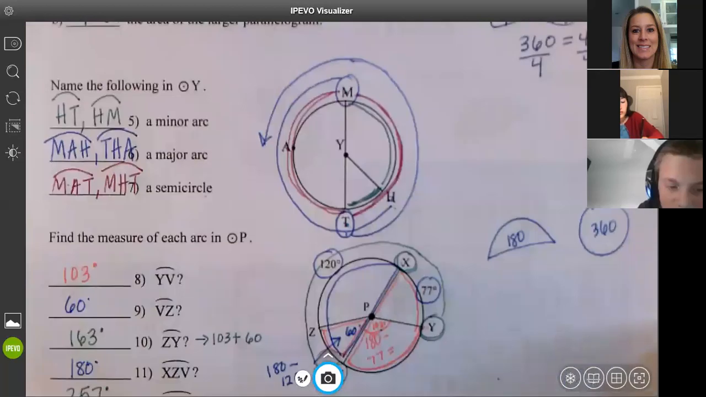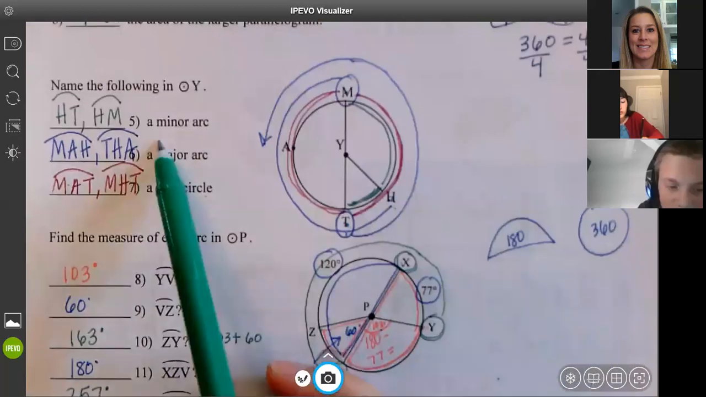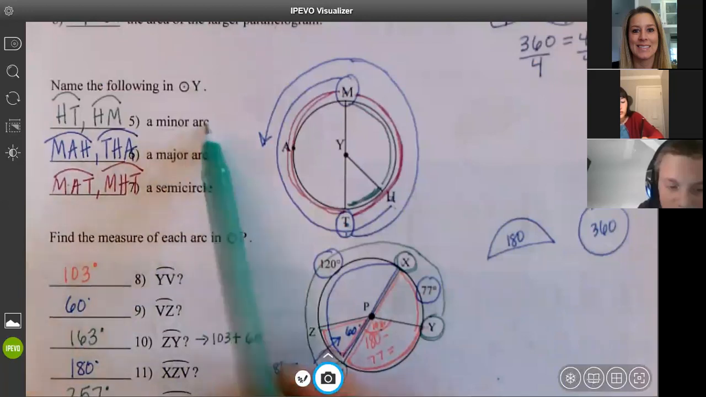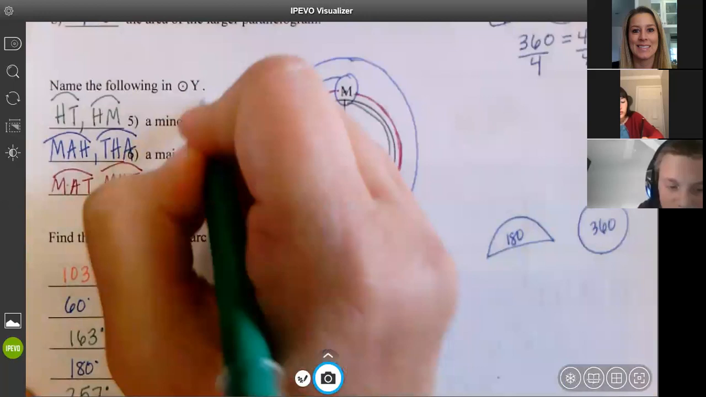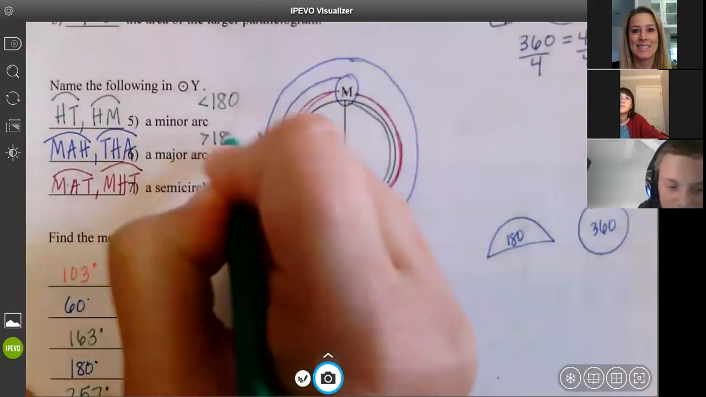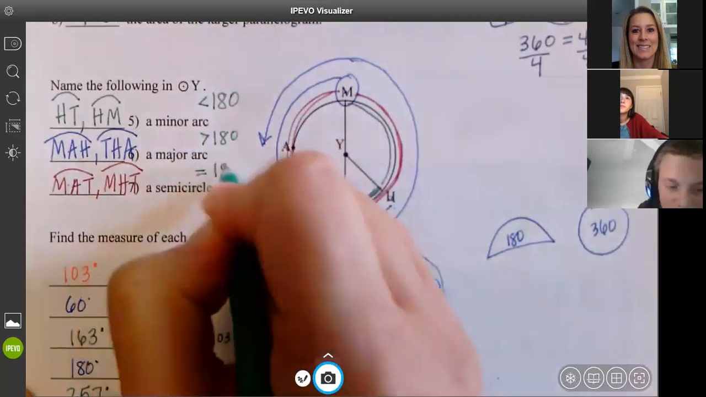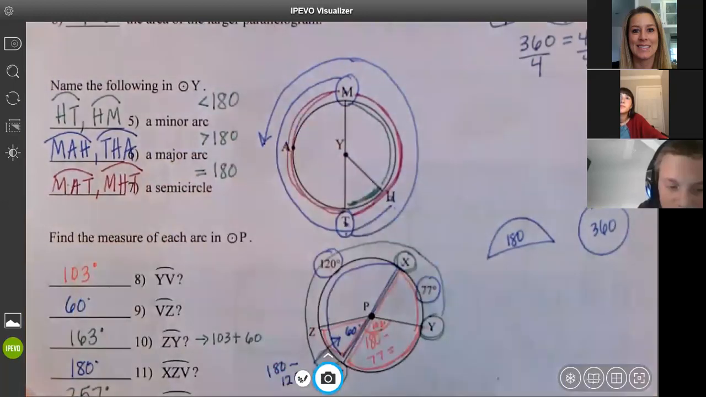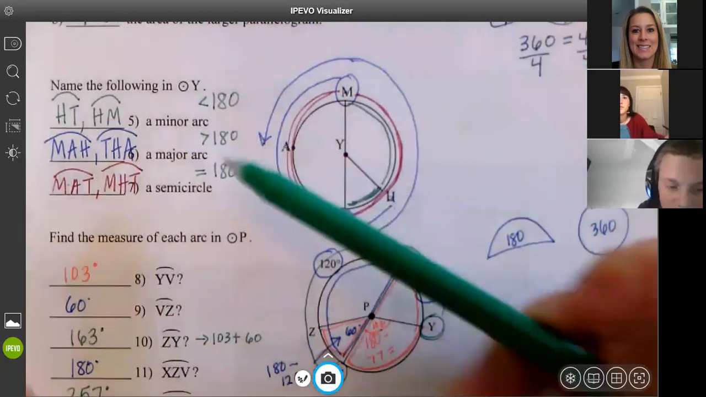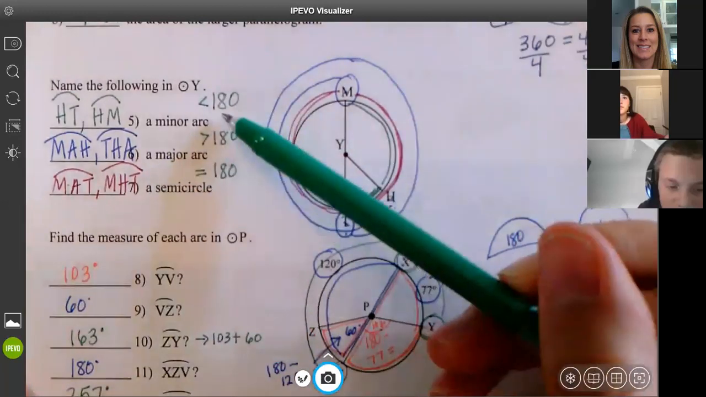Okay, so these ones are talking about major and minor arcs. The minor arcs are anything less than 180 degrees, whereas the major arcs are going to be above 180, and then the semicircle is the ones that equal 180. A hint for minor arcs is that there's just going to be 2 letters.